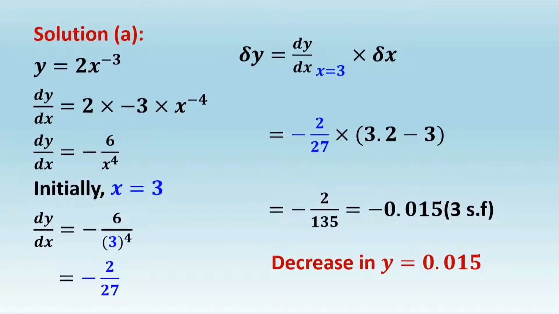Note that a negative Δy indicates a decrease in y. We can also write this answer as: decrease in y = 0.015.